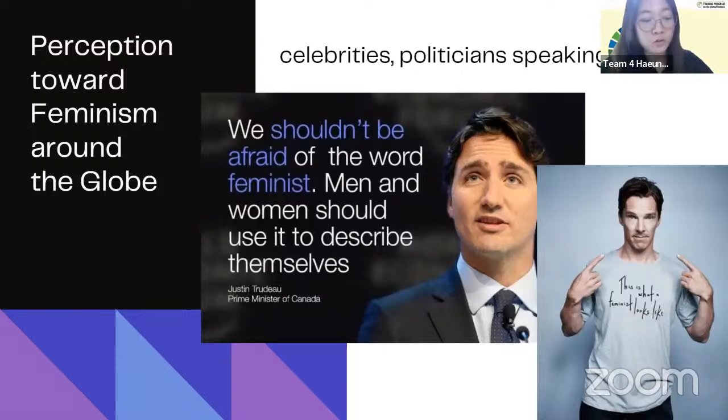There are ongoing notions about feminism, and through the years, it's clear that the global society has made progress to secure women's rights. Politicians and celebrities are publicly speaking up, supporting feminism. And that is a reflection of a part of the world's population's attitude toward feminism and women's rights. For example, Prime Minister of Canada, Justin Trudeau, once said, "We shouldn't be afraid of the word feminist. Men and women should use it to describe themselves." And that is Benedict Cumberbatch right there, wearing the "This is what a feminist looks like" t-shirt.